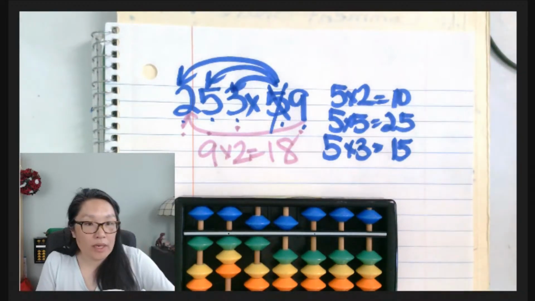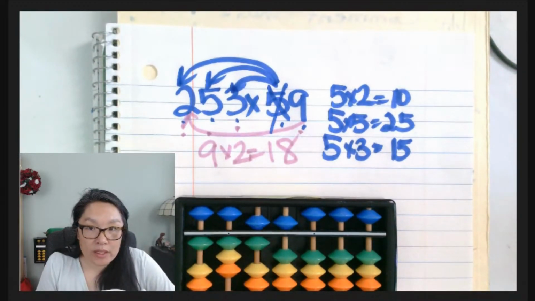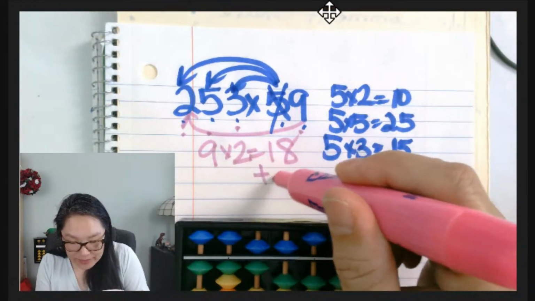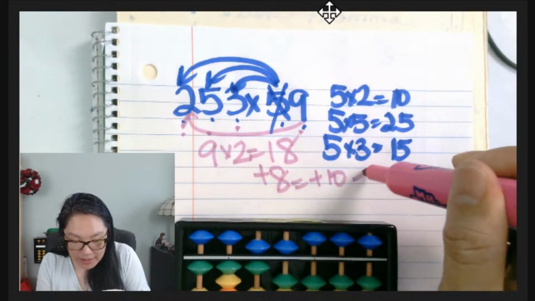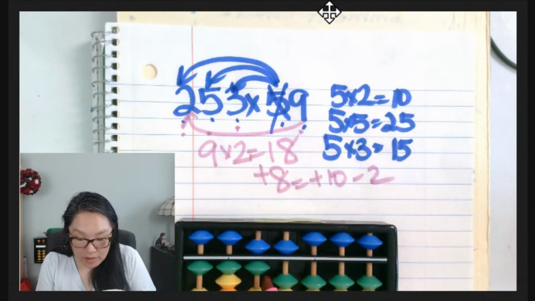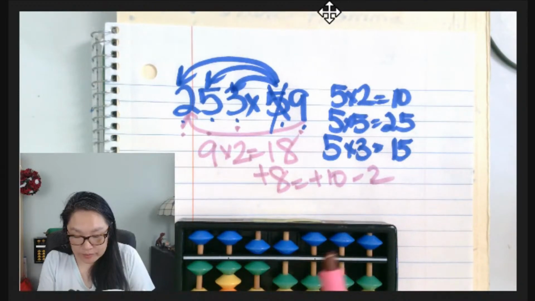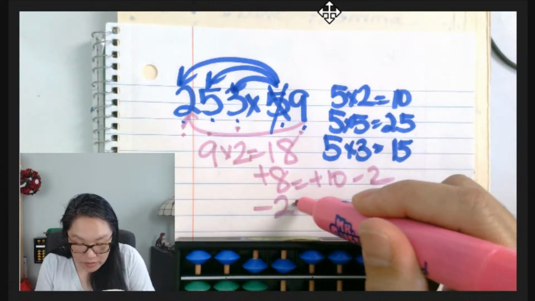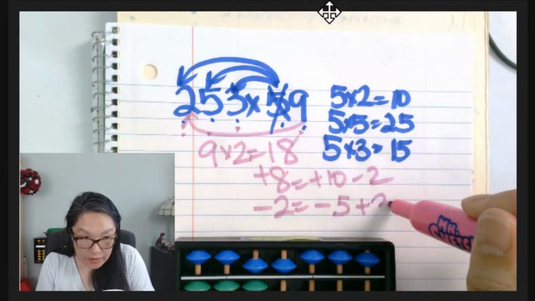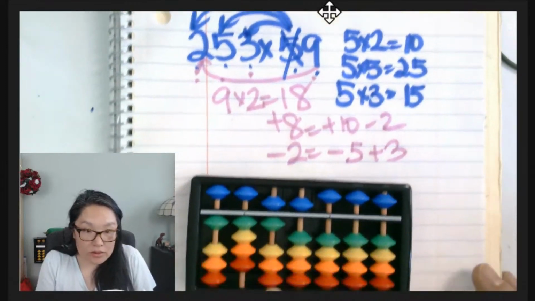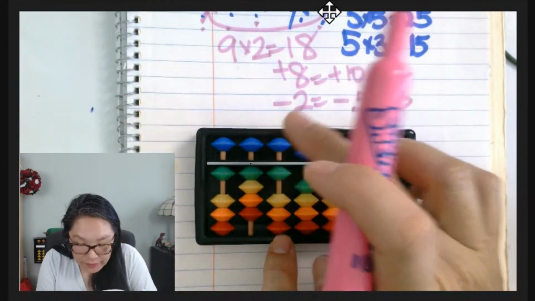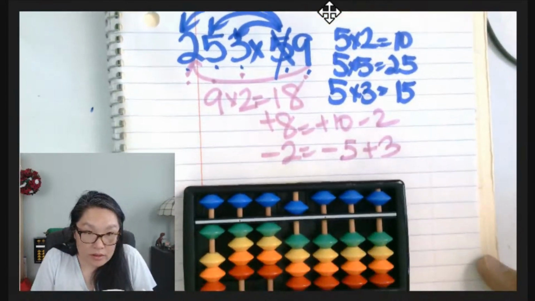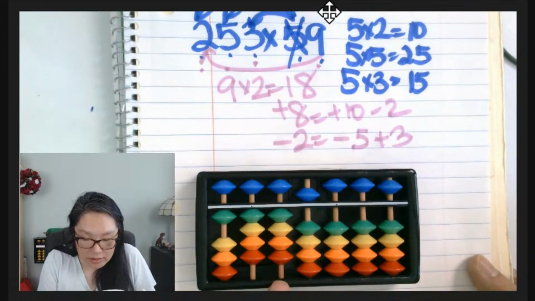What do we do? Well, remember, this is where we have a two-step. So I want to add the 8 here. To add the 8 is equal to plus the 10 minus 2. So I will plus the 10 and I'll take away the 2. Minus the 2 is equal to minus the 5 plus the 3. Oh, sorry. So I minus the 5 and I add the 3. So that was 18, right? That was 2.